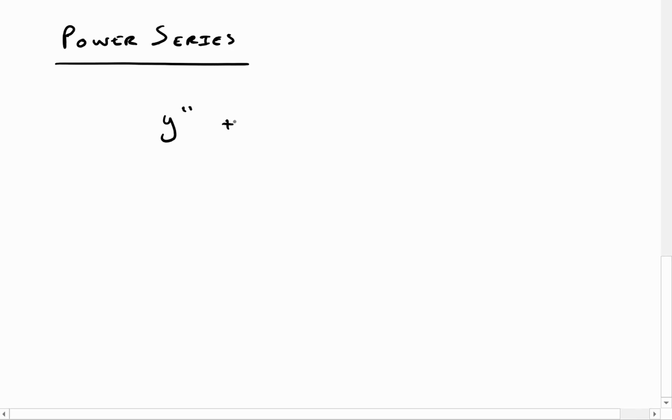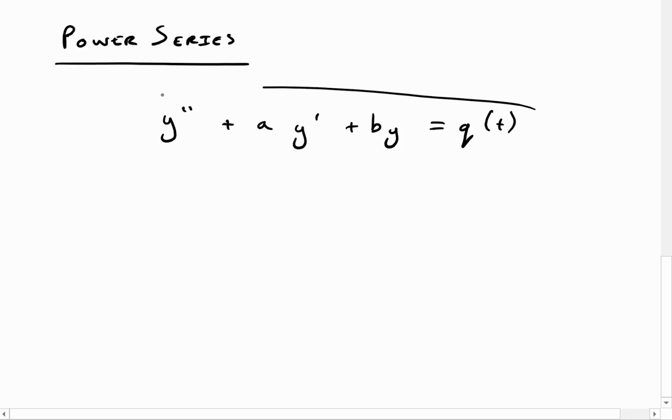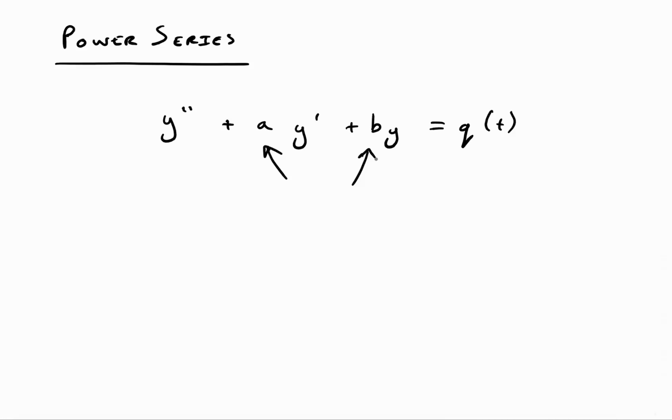So in other words, things that look like this, y'' plus ay' plus by, equal to some kind of function on the right hand side, say for example. So we've been looking at something like that. And so far we've been looking at the case where these coefficients are constants. They're just numbers. And we've looked at various methods to deal with them, for example the method of undetermined coefficients.